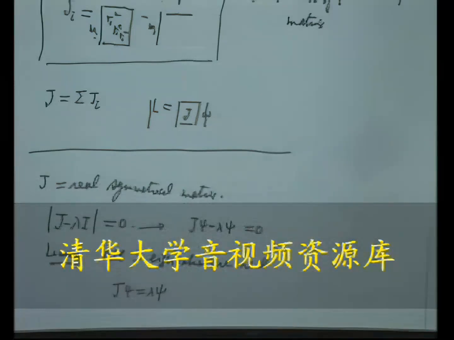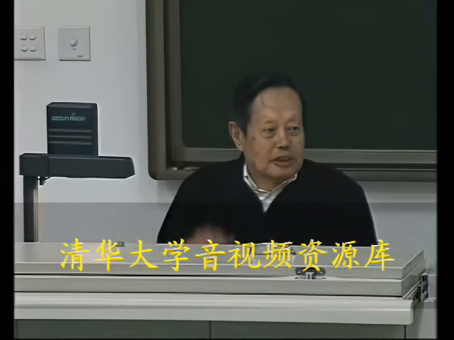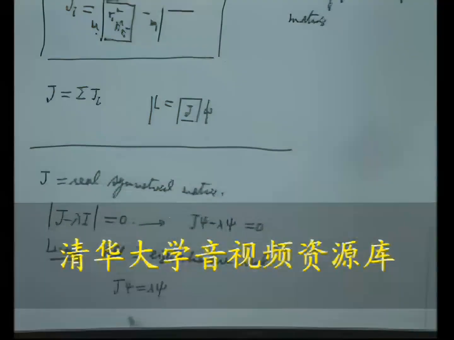Now, we do not know whether lambda is real. In general, lambda should be complex, so we cannot assume lambda is real. Now, if lambda is not real, then psi is also not real. So we don't know whether lambda and psi are real or not. But I can take psi dagger.